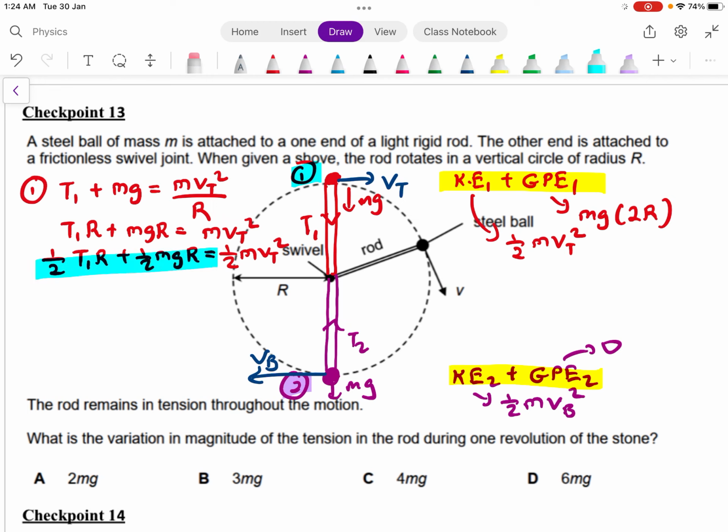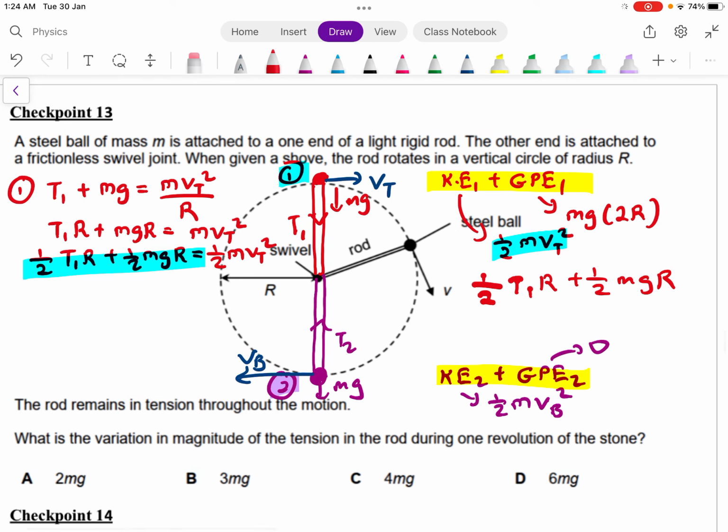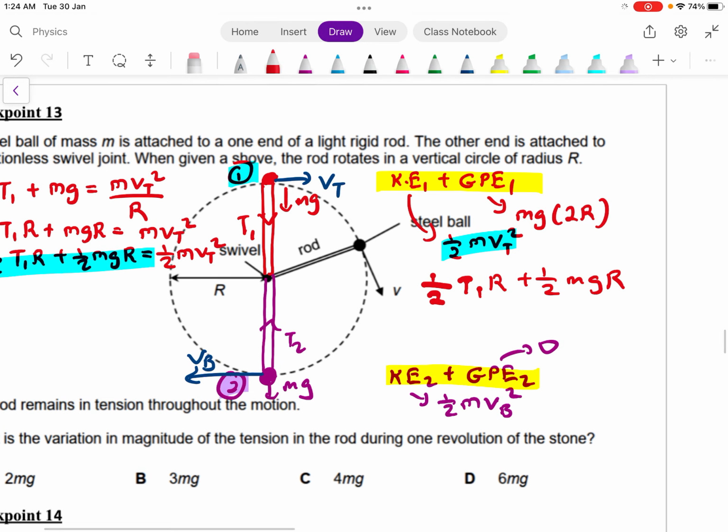So at the top, the kinetic energy in terms of T1, r and mg is this, so you just substitute inside here. This will give you half T1r plus half mgr. This is the kinetic energy at the top, but don't forget you must add on the mg2r, which is as good as saying 2mgr. So this will be the total energy at the top.